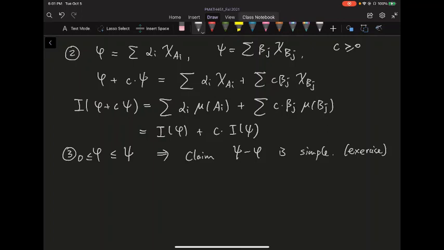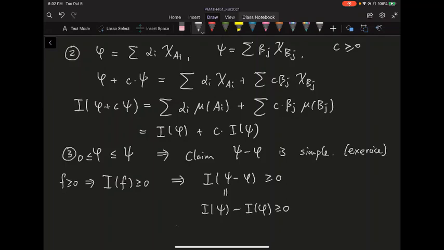Because it's simple, clearly if a simple function f is positive, then I of f is positive because I'm adding up a bunch of non-negative terms. In particular, I of psi minus phi is positive. And by linearity, this is the difference I of psi minus I of phi, which is positive. So you can rearrange it and you get your desired inequality. The smaller function has a smaller I value.